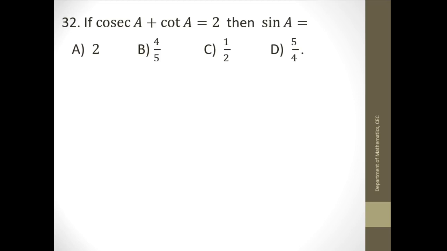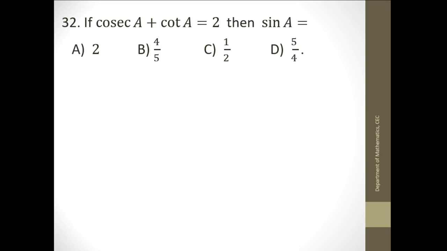Same logic here, cosecant square a equals, see here, cosecant square a is 1 plus cot square a. So cosecant square a minus cot square a is 1. So cosecant a minus cot a is 1 by cosecant a plus cot a. Therefore, cosecant a minus cot a is 1 by 2. By adding, 2 cosecant a is 2 plus 1 by 2, which is 5 by 2. Therefore, cosecant a is 5 by 4. Reciprocal of cosecant a is sin a, that is 4 by 5.